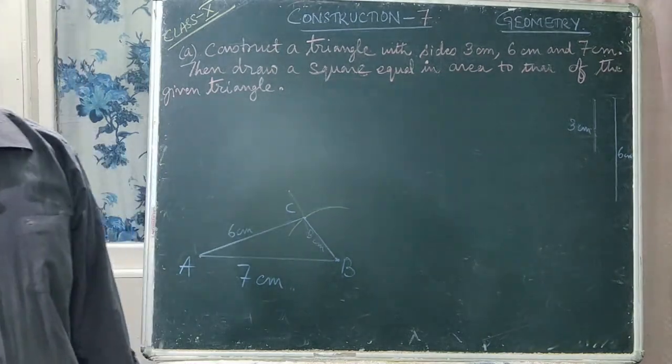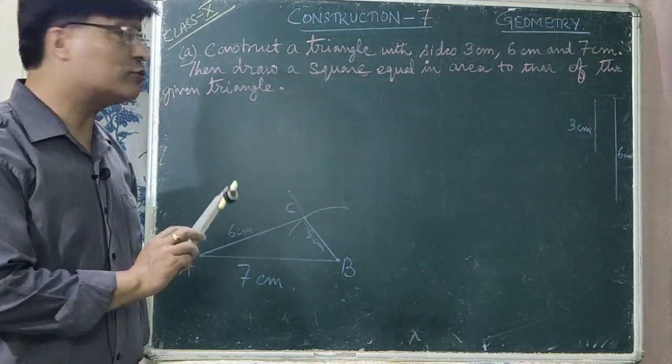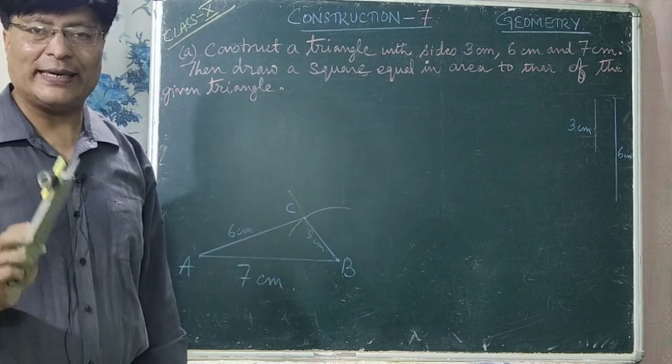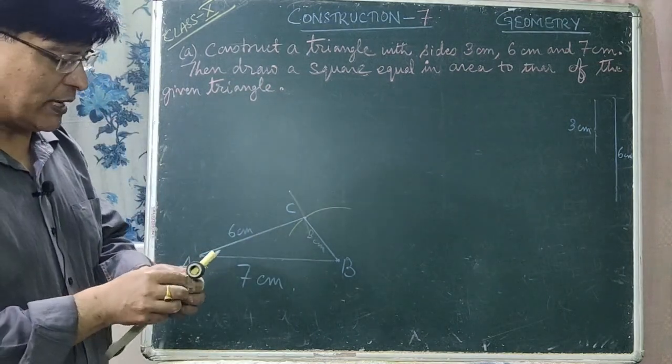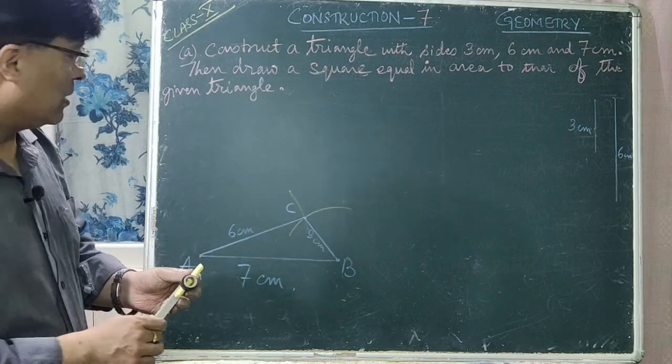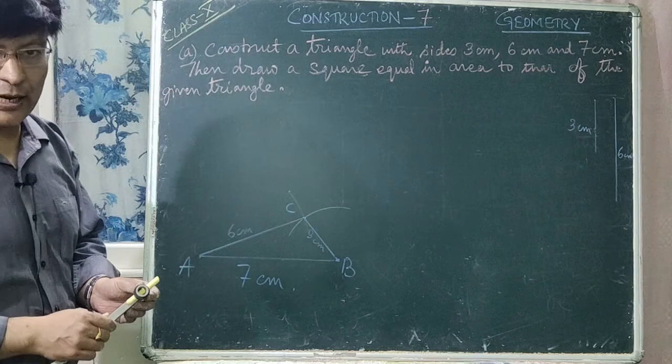Now first of all, in order to draw a square, you have to draw a rectangle first. So how can you construct the rectangle here? You can bisect the line AB now.